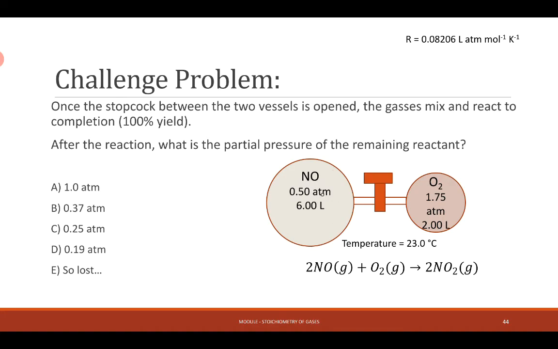You can see that they're starting at different pressures and different liters. So you have to figure out what is the limiting reactant and how much of the excess reactant is left so that you can figure out its partial pressure in the end. Go ahead and pause the video and try to work this out, and then you can check your answer soon.